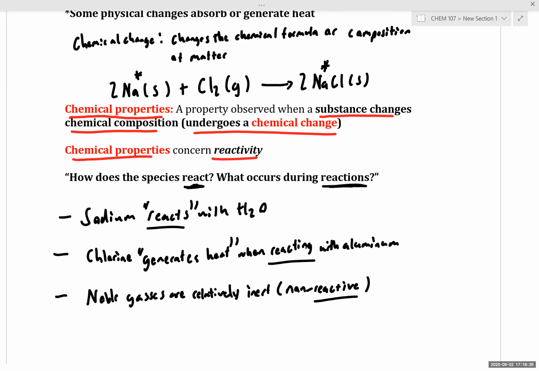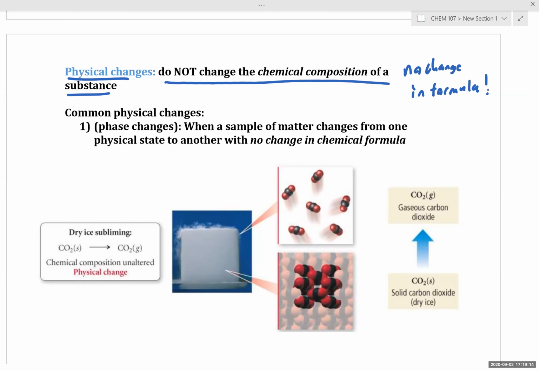If not, let's now talk about physical changes. Physical changes do not change the chemical composition of a substance. So there's no change in formula. Okay, this will be important. That's your key metric. There's no change in the chemical formula for a physical change. So here are some common physical changes. Phase changes. So when a sample of matter changes from one physical state to another with no change in formula.